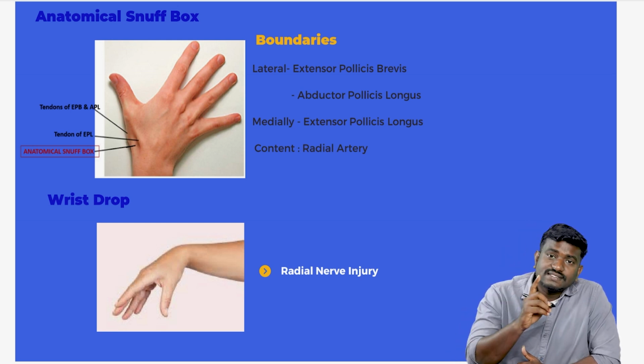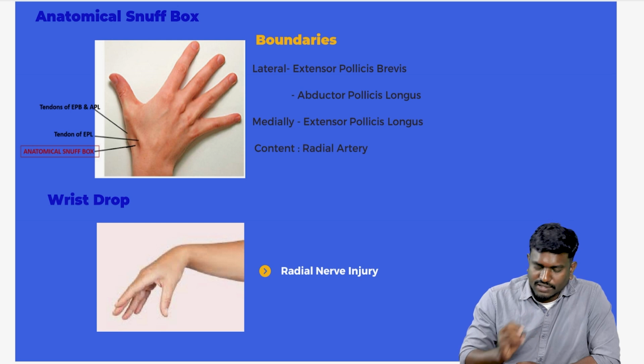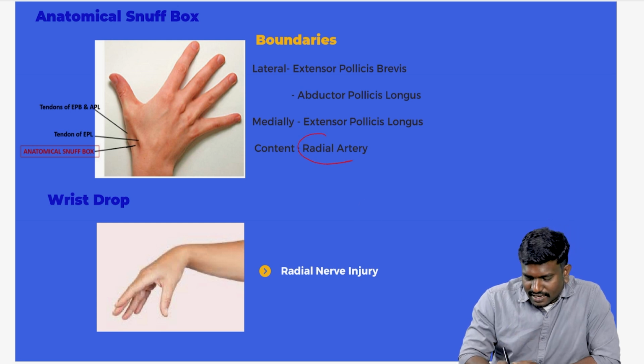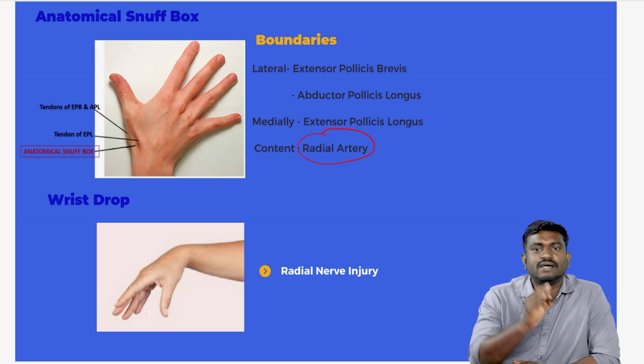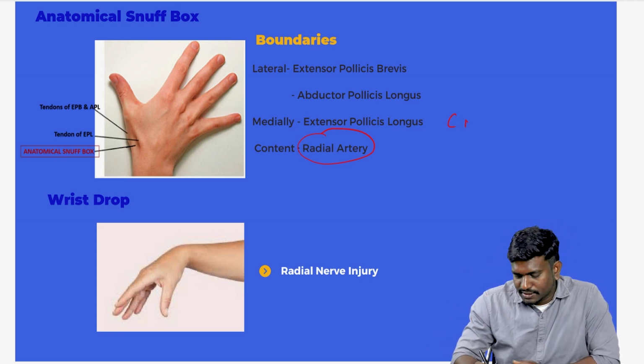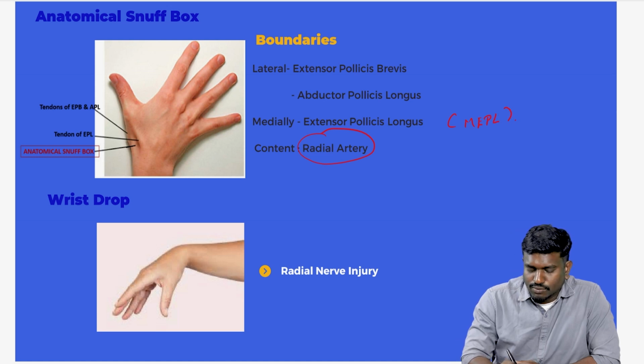Remember, what is the content? First point, remember, it is going to be radial artery. Very good. Next, you are going to remember the medial and the lateral borders. Medial border, remember the mnemonic MEPL. MEPL. Yes. What is medial border? It is going to be the extensor pollicis longus. Very good. Extensor pollicis longus. Lateral border, they are going to be extensor pollicis brevis and abductor pollicis longus.